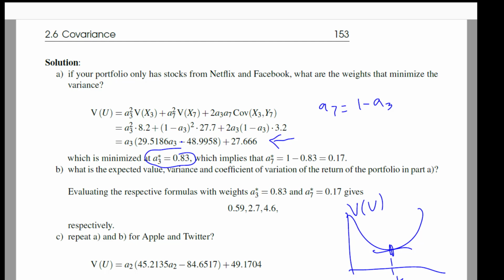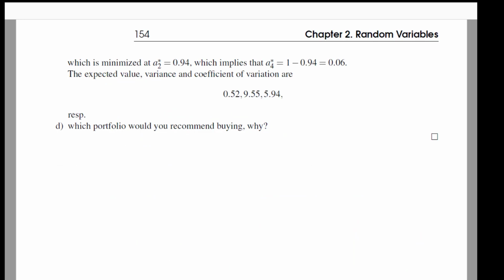Yeah, so make sure you can get those. So that's expected value, variance, and coefficient of variation of that stock. All right, then we repeat for Apple and Twitter. I'm sure you can do that. Make sure you get the same.